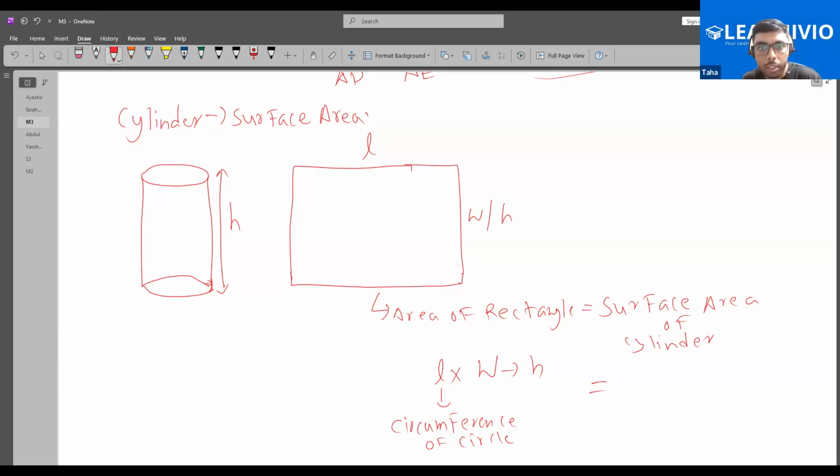So what is the circumference of a circle's formula? 2 pi r. Yeah, 2 pi r into h, right? So this is the formula for the surface area of a cylinder, right? Now to calculate the total area of a circle, all right, we have Hani and Yashandi also with us.